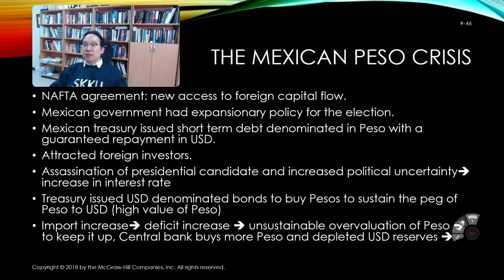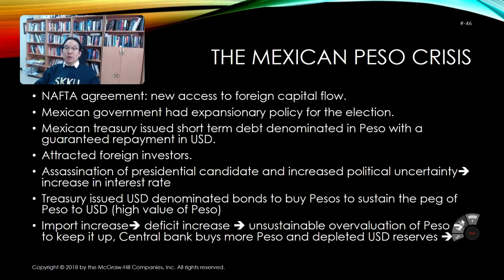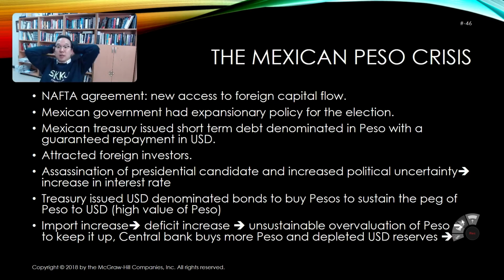So, the Mexican crisis. How did it happen? Well, here is a series of events that I understand. The NAFTA agreement was established, right? So newly, Mexico started to have wide access to foreign capital flows. The Mexican government at that time, in 1994, had an expansionary policy for the upcoming election. So to make the people happy, right? Increase the employment and things like that, right?